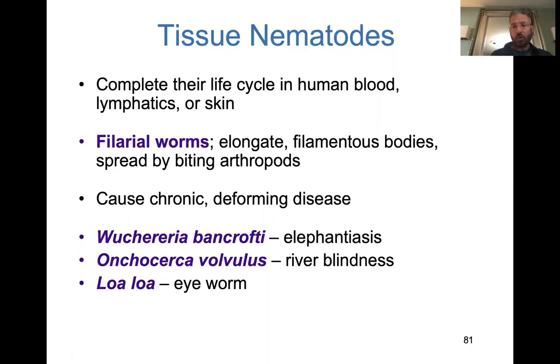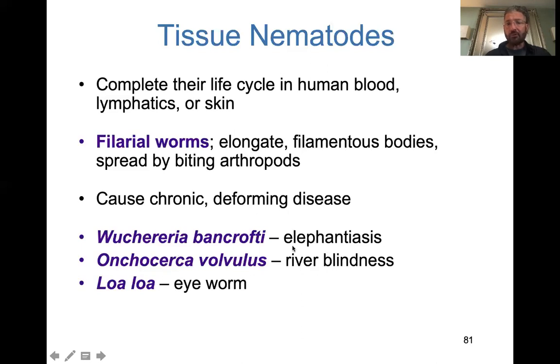They literally block your lymph nodes, and if you've ever seen elephantiasis, you have no way of filtering that lymphatic fluid we talked about in the reticuloendothelial system. They're jammed up, so all that fluid is going to pool. There's no way to get it back to the thoracic duct or the left or right subclavian. There's no way to recirculate that. It causes a major problem, a chronic deforming disease. Wuchereria bancrofti causes elephantiasis. That's the name of it.